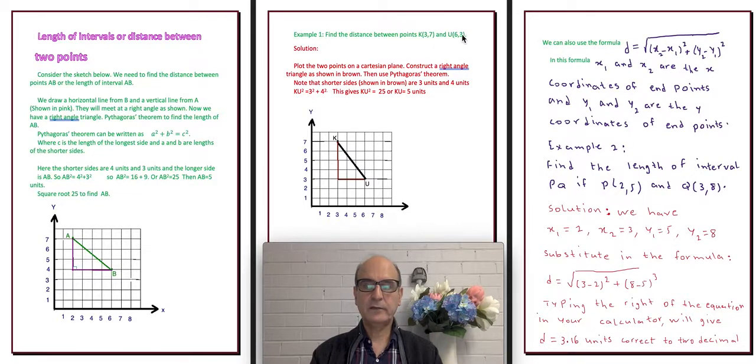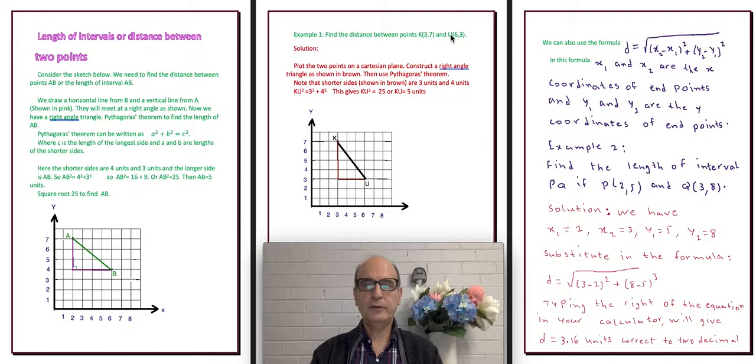Let's look at example 1. Here they are giving us 2 points, the point K with the coordinates of 3 and 7, so that's x, that's y. So K has an x value of 3 and a y value of 7. So that's x, that's y. So that is your point K.